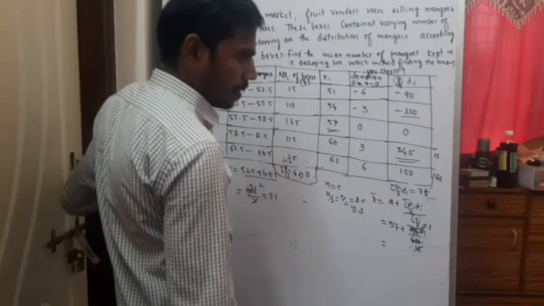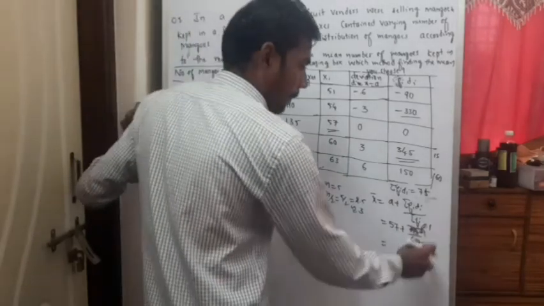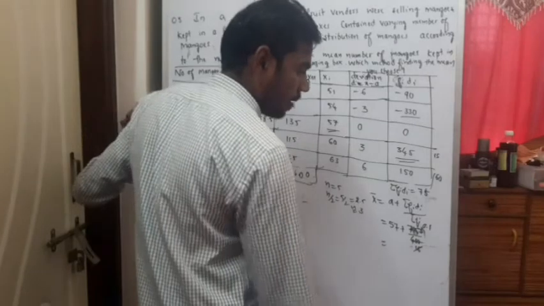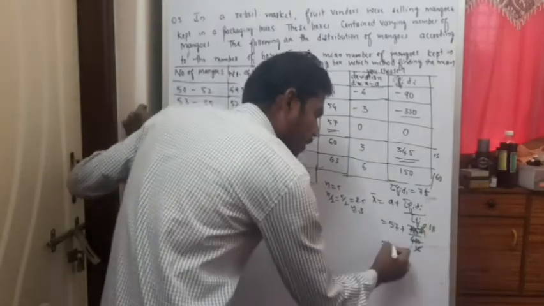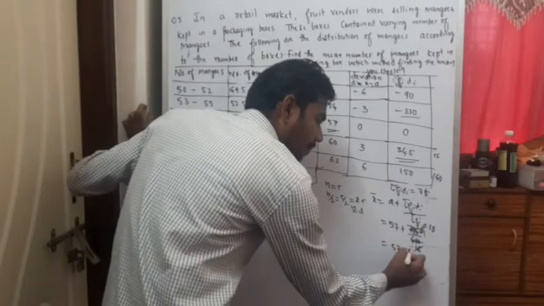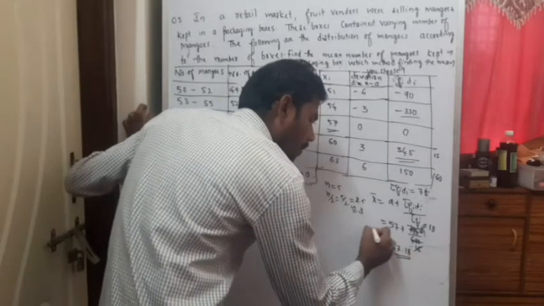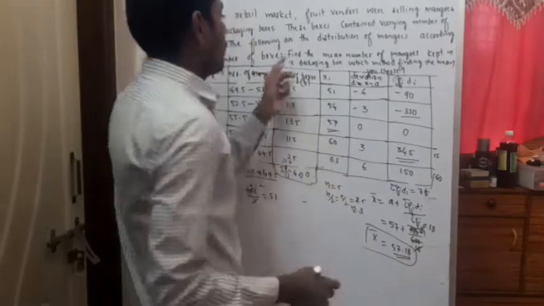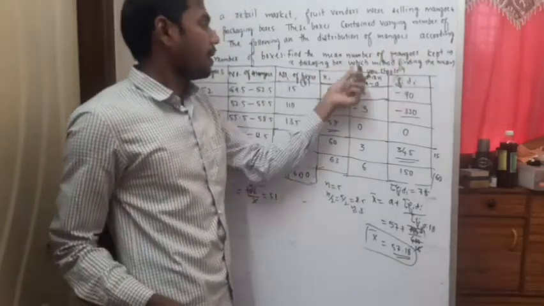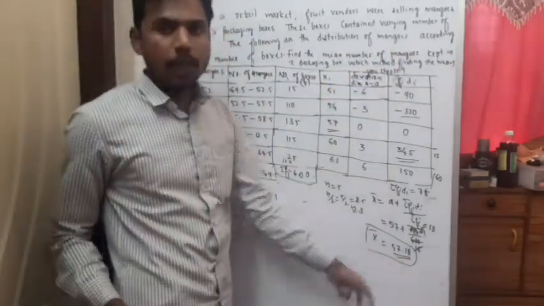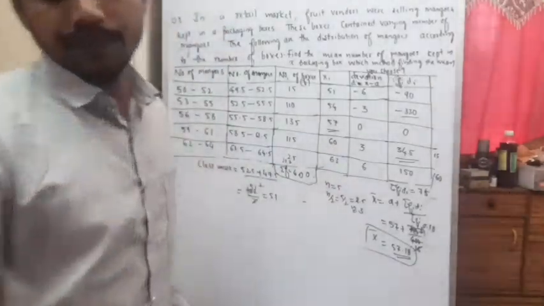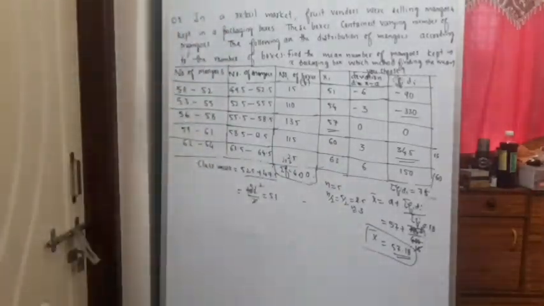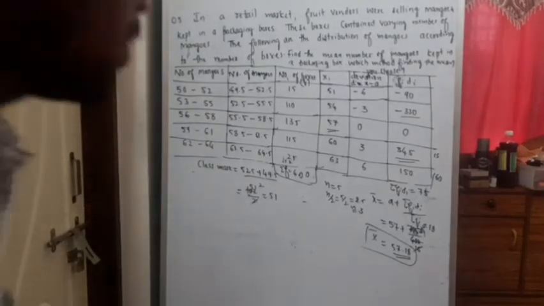So 14, 140, 16 eights are, so that is 57.18. So the mean number of mangoes kept in a packaging box is equal to 57.18. So please note this down, or else how can we conclude it?